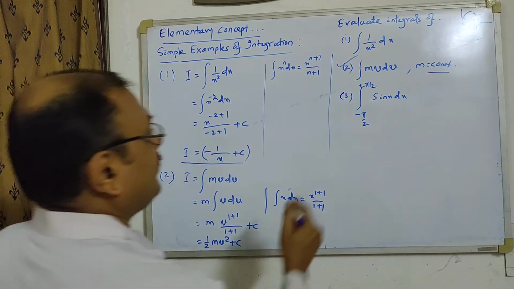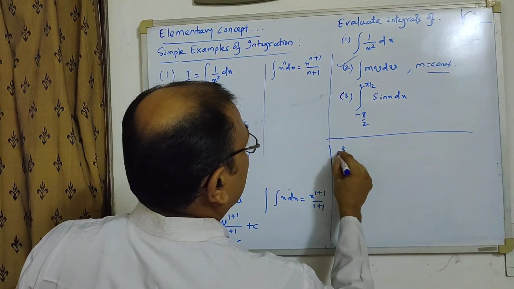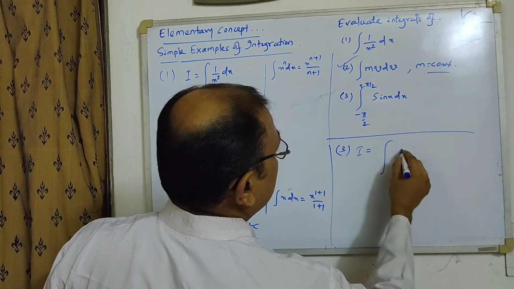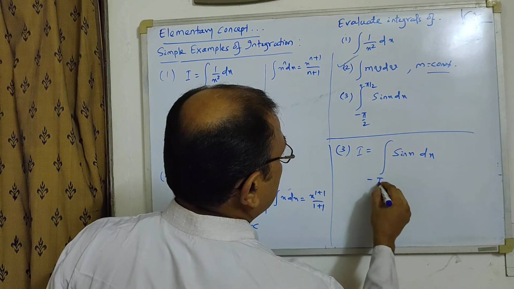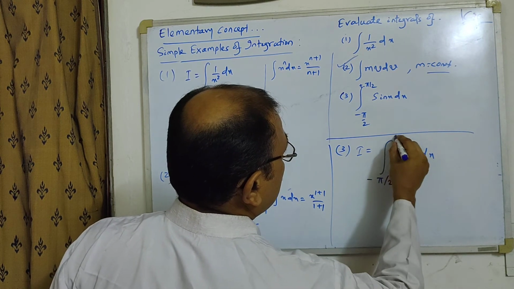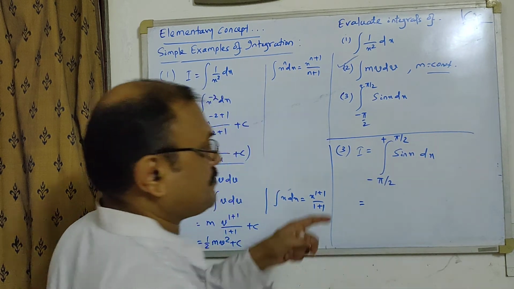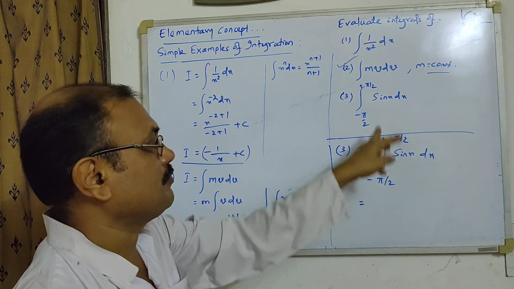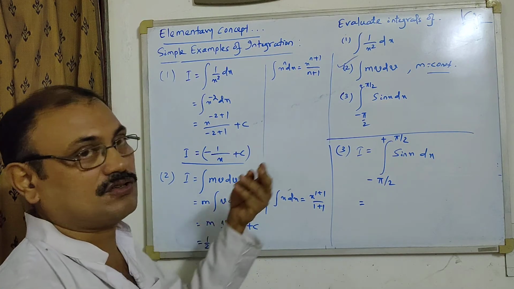The third one, similarly, you can see here, the third one is integral of sin x, with a limit of minus pi by 2 to plus pi by 2. So this is a case of definite integral, and when you evaluate a definite integral with proper limits, in that case the addition of a constant is automatically eliminated.